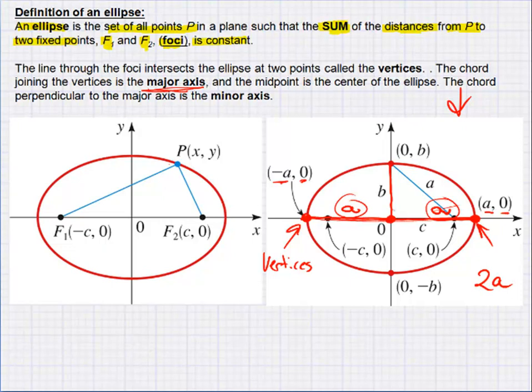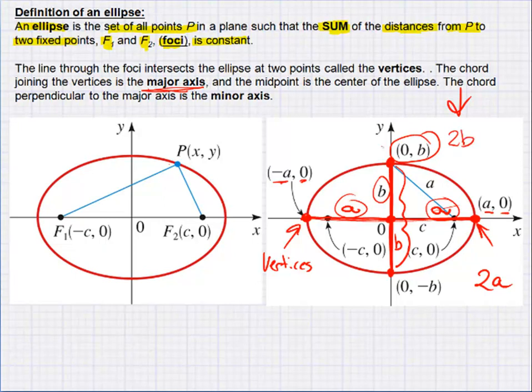Then we have this small radius, and if this distance right here is B, then this point right here would be 0 comma B. And if this distance here is also B, then this point right here would be 0 comma negative B. This axis right here is called the minor axis. This total distance from here to here is the minor axis, and that should be 2B.